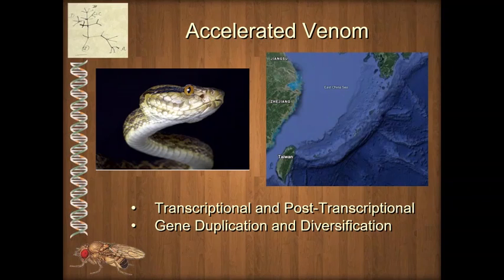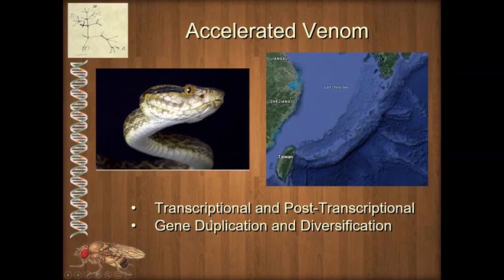Now let's start getting into the molecules. So they were interested in looking at the venom genes, all of them that are present in this snake. And so they're going to take a genomic approach. And so they have a number of questions. They're interested in whether it is transcriptional variation and post-transcriptional variation in the genes that are there, or whether there was gene duplication followed by diversification of some of those gene duplicates.